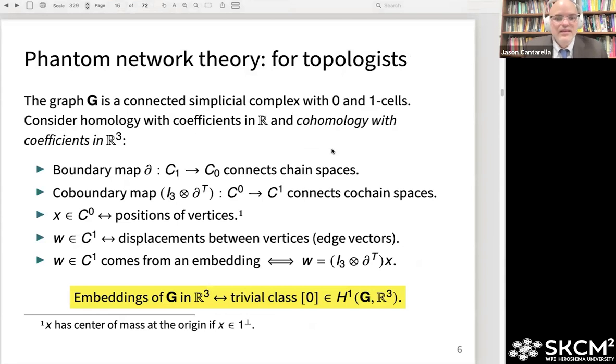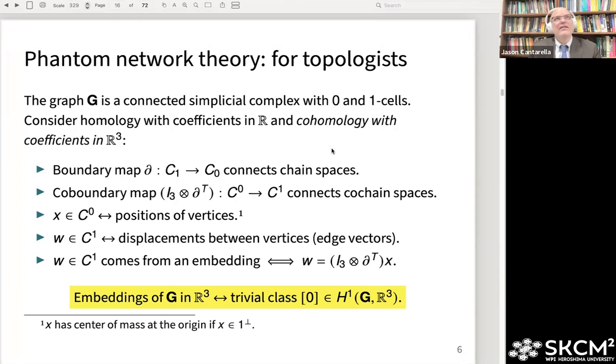Okay, so how do you say this in topologist language? So let me try to do it. This is the way I've come to think about it. Okay, you have a graph. In topology, a graph is a simplicial complex, and it's a simplicial complex with only 0 cells and 1 cells. And we're going to do something sort of weird. We're going to take homology with coefficients in R. Okay, that's a usual thing. And we'll take cohomology, but instead of having the same coefficients in R, we'll have coefficients in R^3.